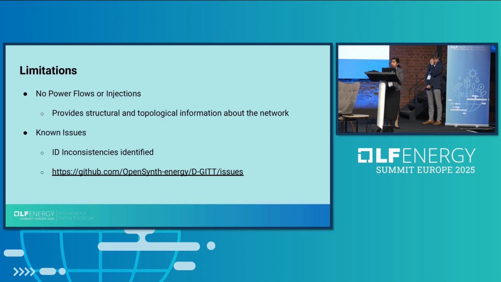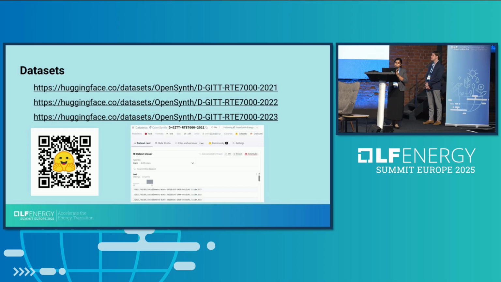There are some known issues identified, for example, inconsistencies with the IDs. But it is already captured within the GitHub repository as a GitHub issue under OpenSynth Energy D-GITT, which is open to everyone. It is open for the community, and we look forward to contributions from the community to solve this inconsistency with the IDs.